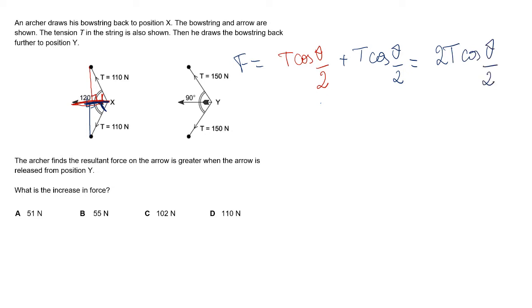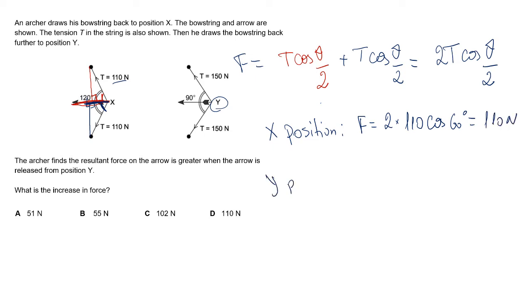And I wrote this equation for the position X, but the same equation will also apply for the position Y. Now I will calculate that force for the position X and for the position Y. For the X position, it will be in this form: force equal to 2 times tension force in the X position, 110, times cosine, here it will be 60 degrees. So the answer is 110 Newton.